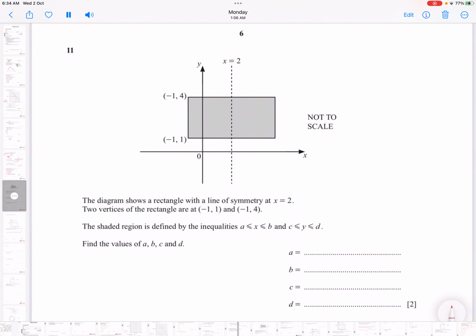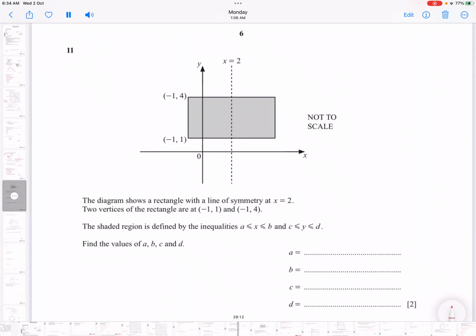Question number 11. The diagram shows a rectangle with a line of symmetry x is equal to 2. The two vertices of the rectangle are (minus 1, 1) and (minus 1, 4). The shaded region is defined by the inequalities x is less than or equal to b, greater than or equal to a, and y is less than or equal to d, greater than or equal to c. Find the values of a, b, c and d.